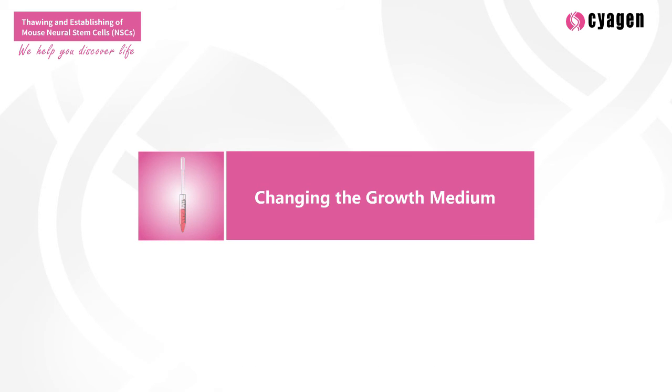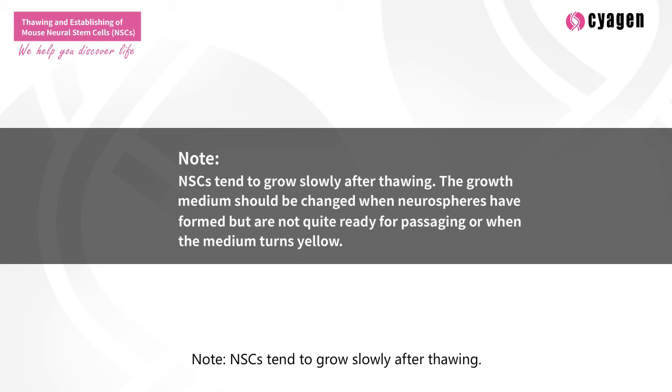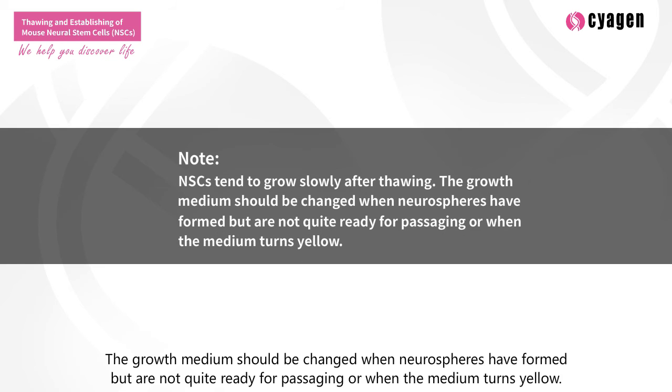Changing the growth medium. Note: NSCs tend to grow slowly after thawing. The growth medium should be changed when the neurospheres have formed but are not quite ready for passaging or when the medium turns yellow.